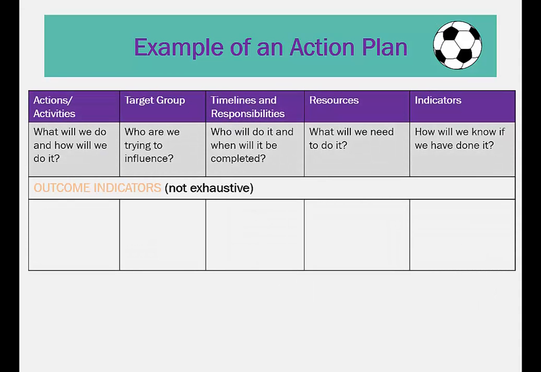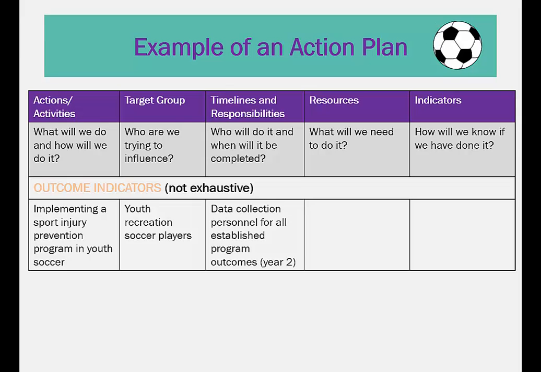Finally, we will look at the outcome indicators for the Youth Soccer Sport Injury Prevention Program. Actions/activities and target group will still be the same. Timelines and responsibilities: in year 2, data collection personnel will be needed for all established program outcomes. Resources: the resources needed are research assistance to collect ongoing data. Indicators: the indicator of a successful program will be a reduction in injury in the training group.